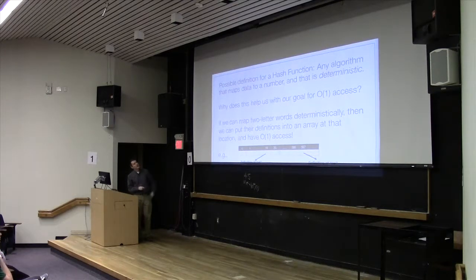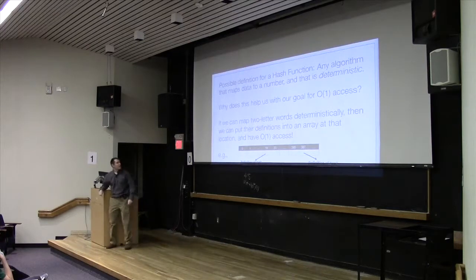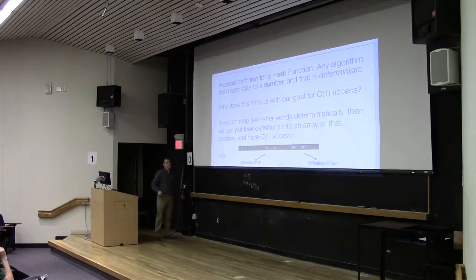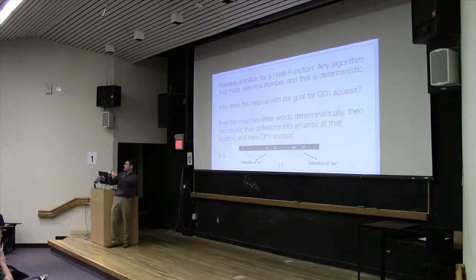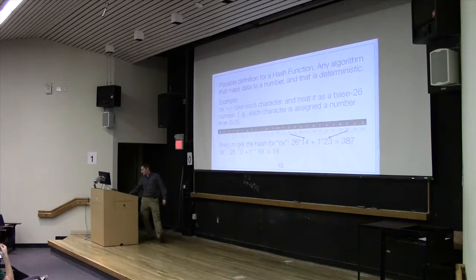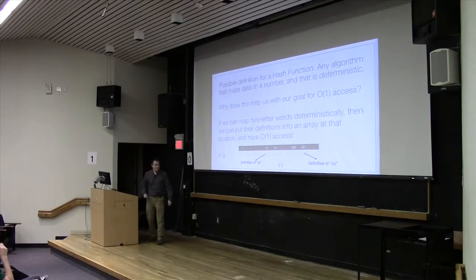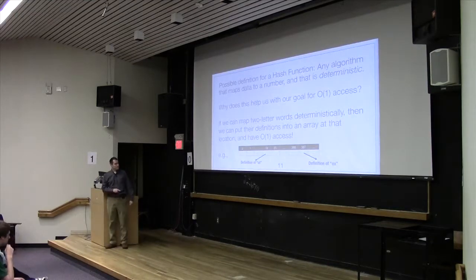Why does this actually help us gain this order 1 access? Well, here's what we're going to do with it. We are going to take that idea that we can hash these 2-letter characters into an array, as it turns out. When we did the definition of ox, we got 387. If we have an array that goes up to 26 times 26, whatever that is, 500 and something, we can put ox right here.